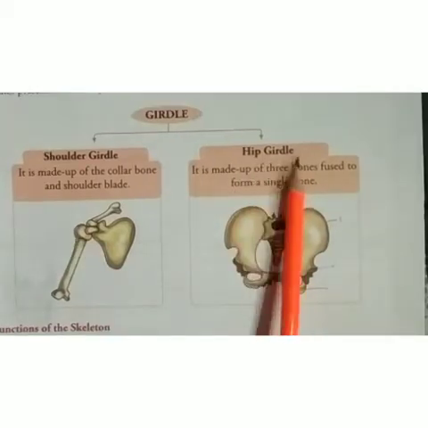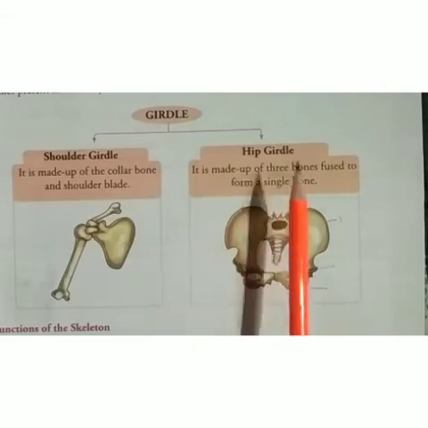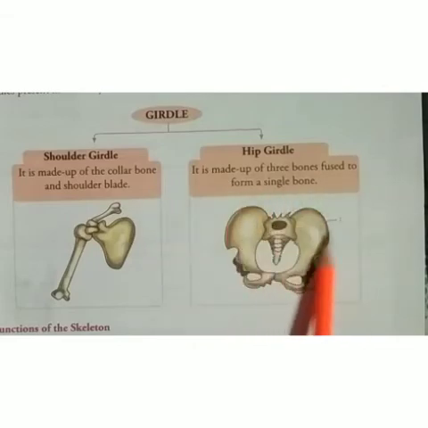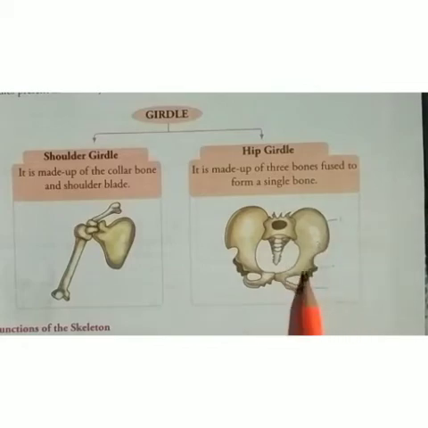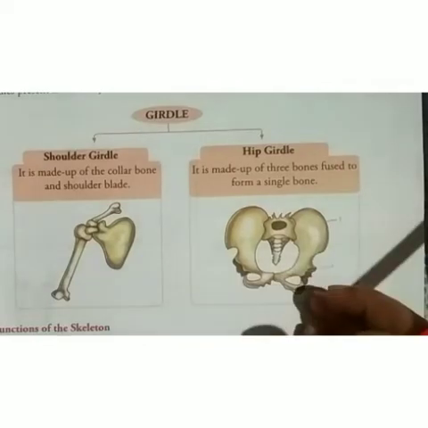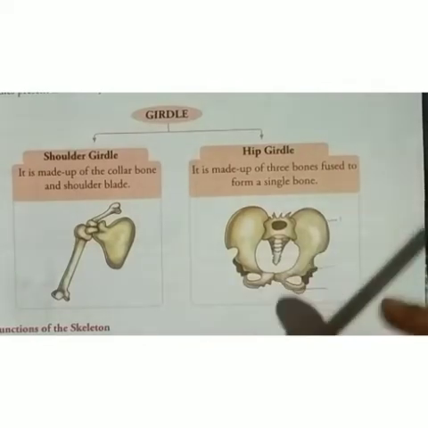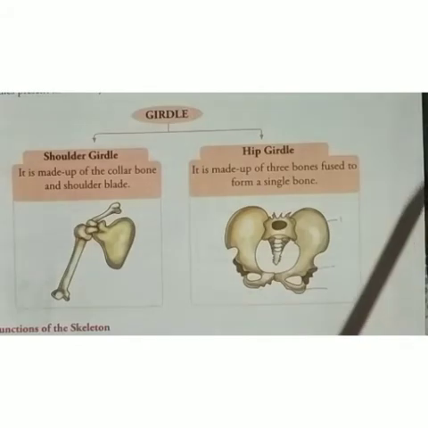Now hip girdle. The hip girdle is made up of three bones fused to form a single bone. What are these three bones? This portion is the ilium. The second bone is the pubis, which is here, this part. And the third bone is the ischium. These three bones fuse together to form a single bone, and this hip girdle provides movement to the lower part of the body.